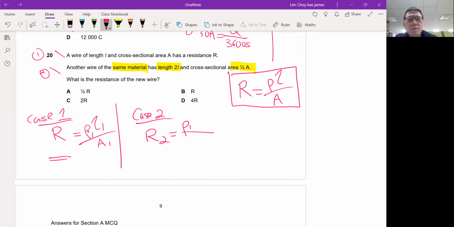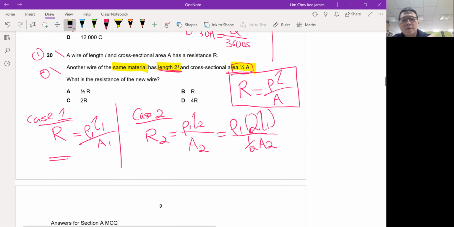The length is L2, the area is A2, right? Based on the question, the material is the same, so rho 1. The length is twice the length of case 1, so L2 is 2L1. The area is half of A1, so A2 is half of A1.